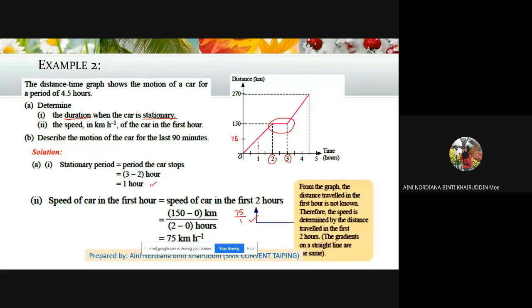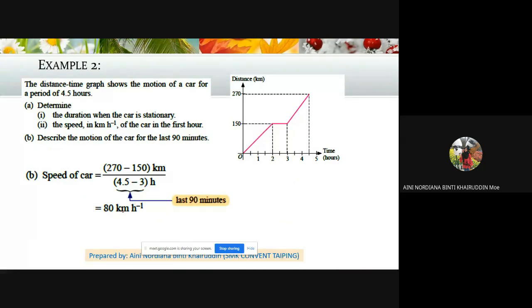Okay, untuk soalan B, describe the motion of the car for the last 90 minutes. 90 minit tu dekat mana? Dekat sini lah yang last ni. Sebab ni 4.5 hours. 4.5 minus 3, 1.5 hours. 1.5 hours tu adalah 90 minit. So dia suruh you describe the motion of the car for the last 90 minutes.